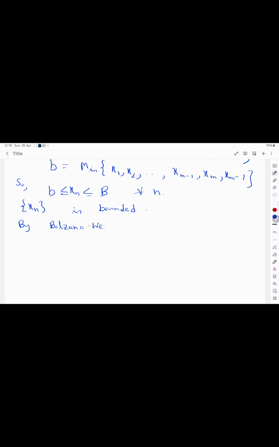By the Bolzano-Weierstrass theorem, xn has a convergent subsequence, right? Let L be the subsequential limit.